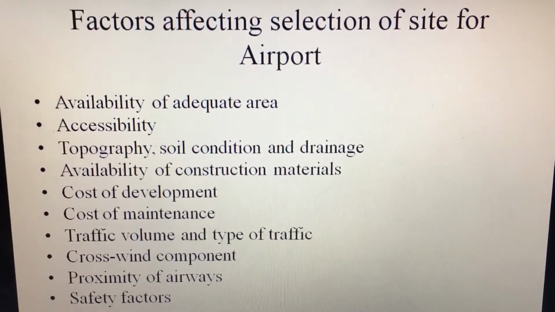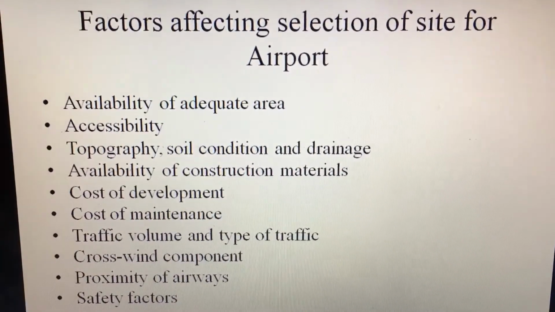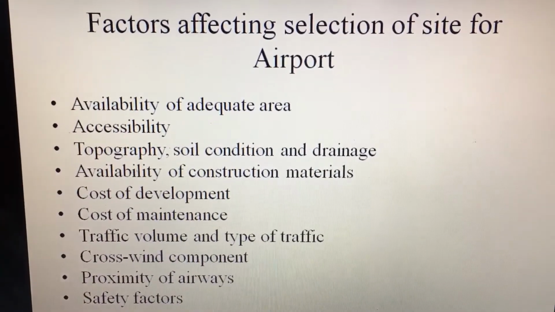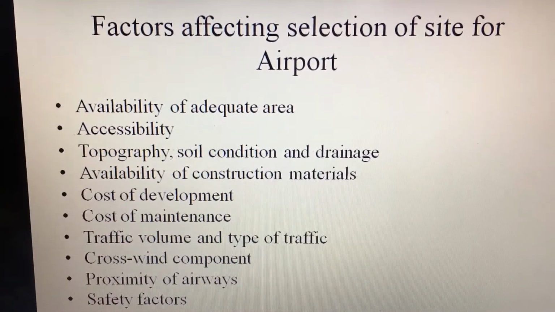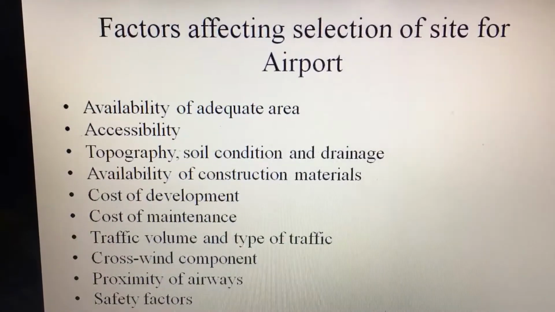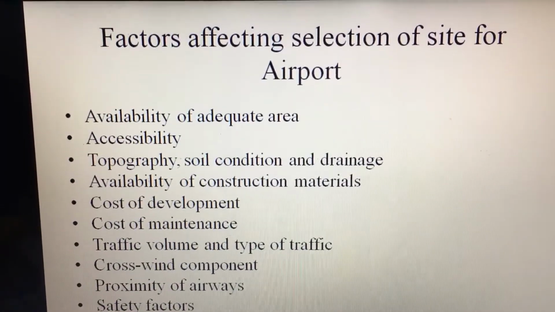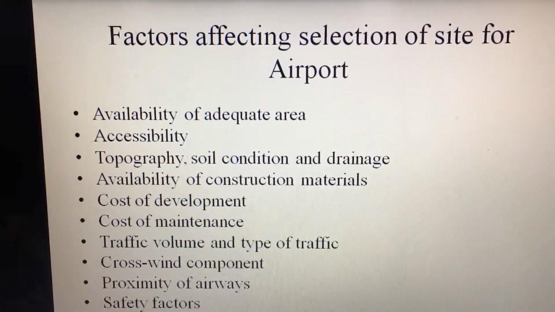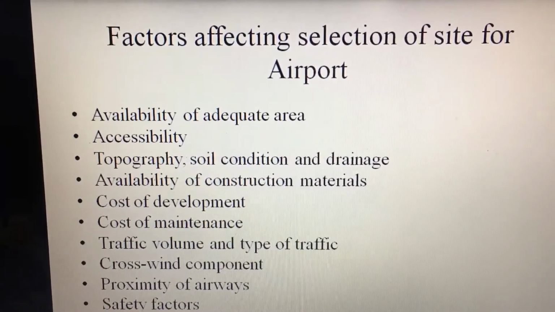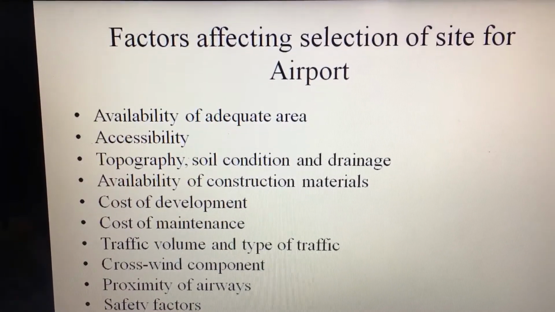And next are the factors affecting selection of site for an airport. These are the factors. First one, availability of adequate area, accessibility, topography, soil conditions and drainage, availability of construction material, cost of development, cost of maintenance, traffic volume, type of traffic, crosswind component, proximity of airway, safety factor, revenue.